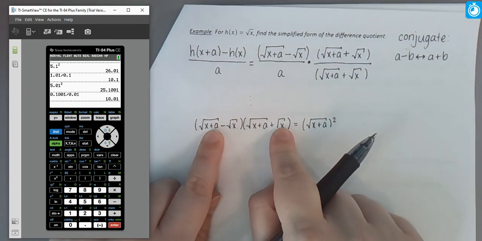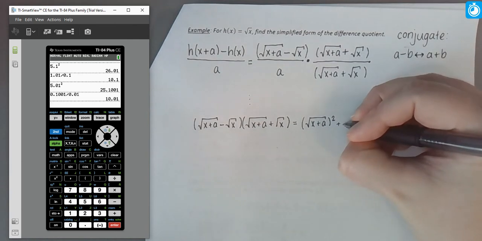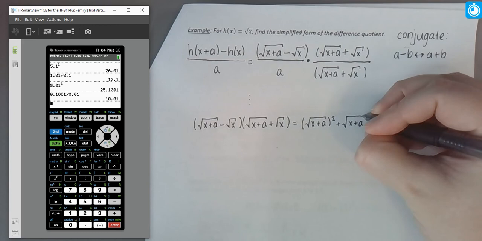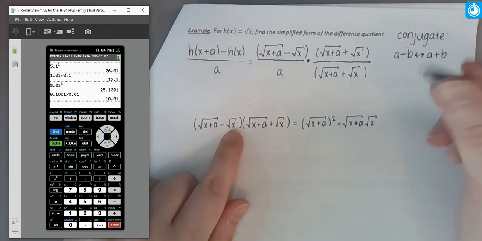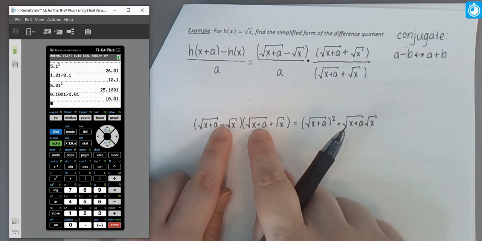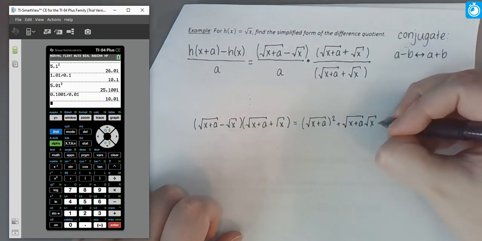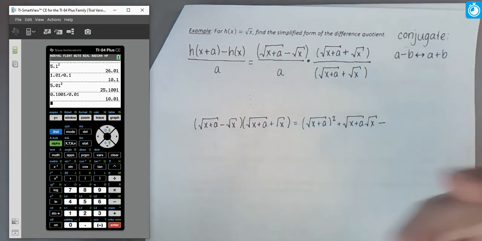Now the outer pair, square root of x plus a times the square root of x, okay, so plus the square root of x plus a times the square root of x. Okay, our inner pair, notice now we have a negative attached to this, so when we multiply a negative and a positive, the result is going to be a negative first and foremost. And then we have the square root of x times the square root of x plus a.